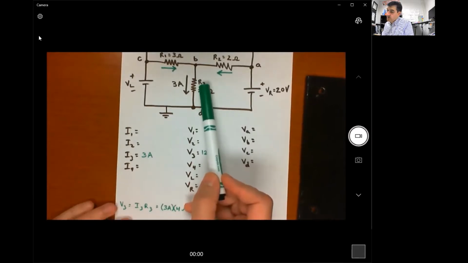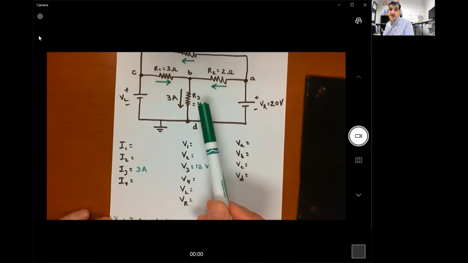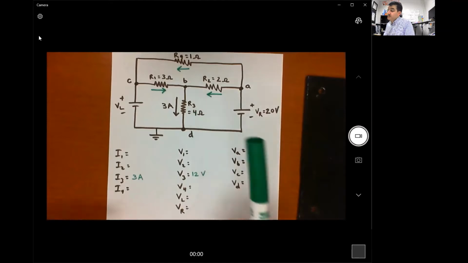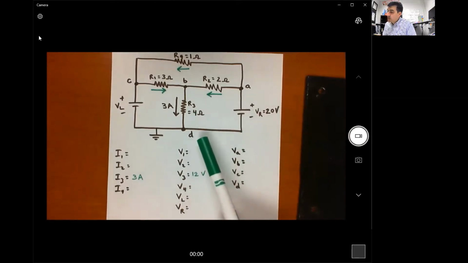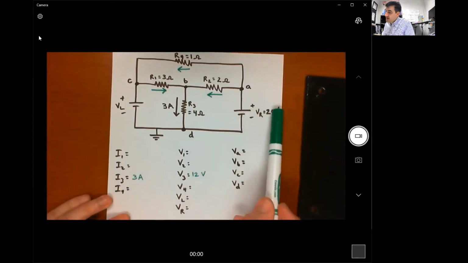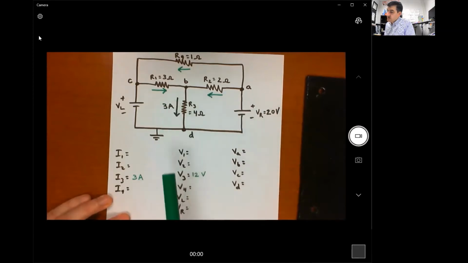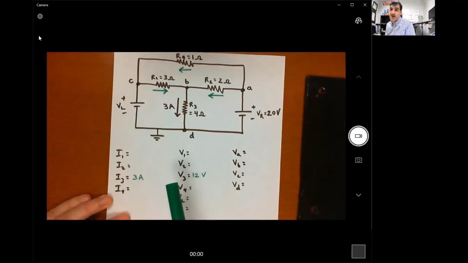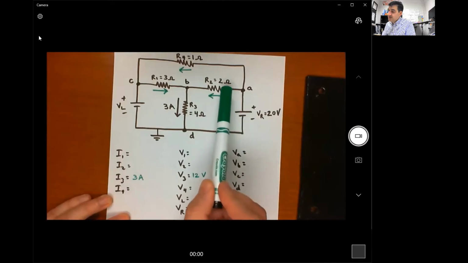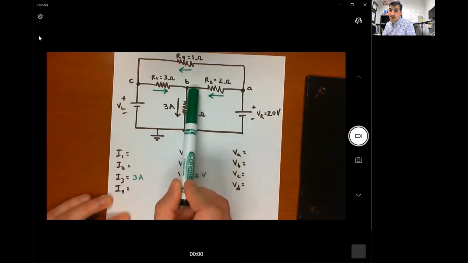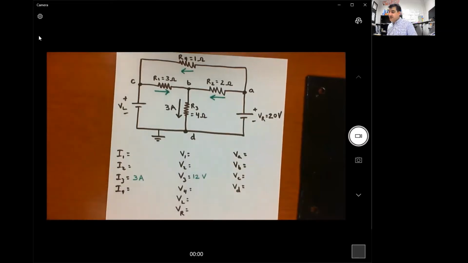Now we need to figure out what we can do next. So what do we know? We know everything there is to know about this component, and about this one. It looks to me like we could make a loop right here where our only unknown voltage drop is this one, from here to here. So that's what I would do next. Let's make a KVL loop.